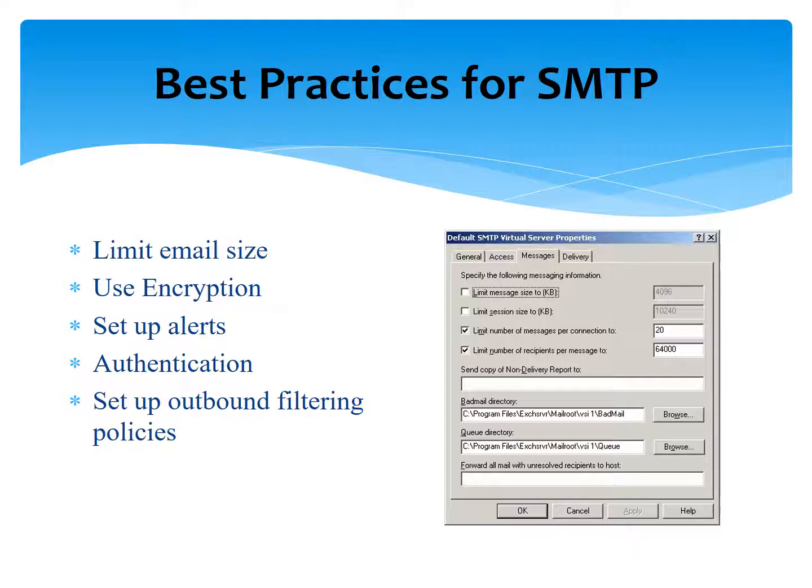Best practices for SMTP. It's always good to limit the size of the emails that can be sent out. You don't want to have them too big. Also, encryption, of course. Always good practice to use proper encryption. You want to use TLS encryption, like I said before with POP3, the Transport Layer Security. And of course, you always want to push your emails out onto port 465, which is the secured port.